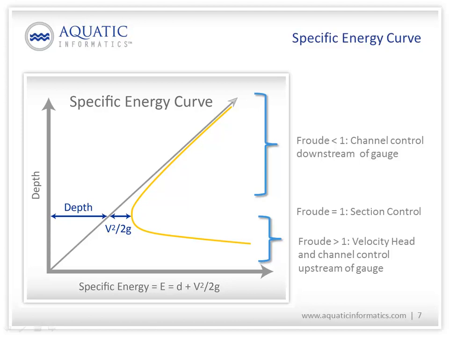As that section control gets drowned out, as the water gets deeper, then we move into a channel control situation, and the channel control is downstream of the gauge. If we have a higher velocity component, then we get into turbulent water with a Froude number greater than 1, and the velocity head starts to dominate the energy in the stream. And the channel control may actually be upstream of the gauging location.